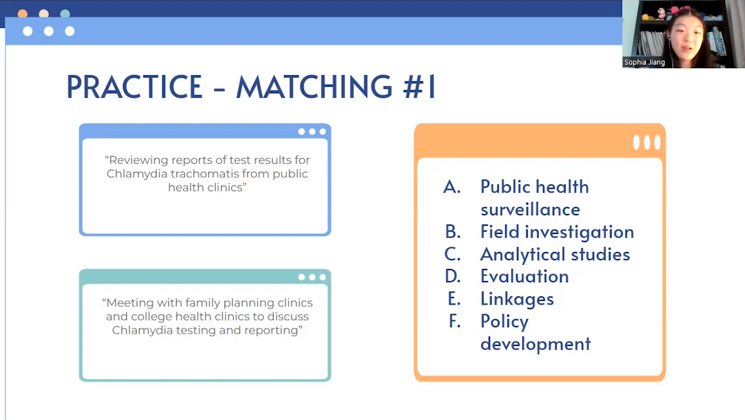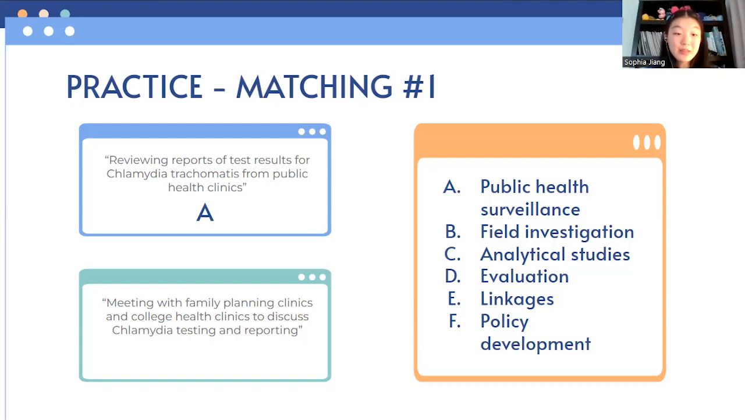So the first one, reviewing reports of test results for chlamydia trachomatis from public health clinics. This would be A, public health surveillance, because you are looking at reports from public health clinics. If you remember the cycle before with the healthcare people reporting and all that, this is where epidemiologists get their information, public health clinics. So this would be surveillance.